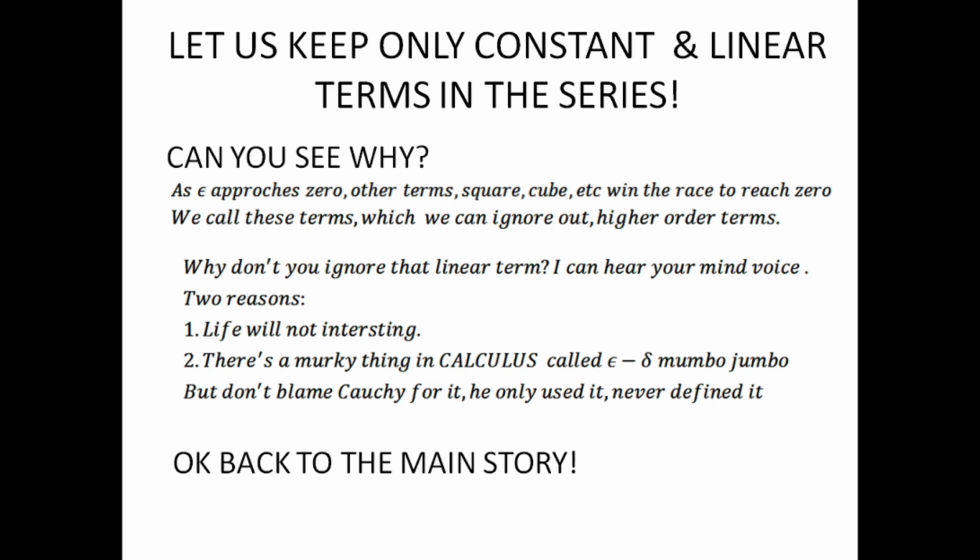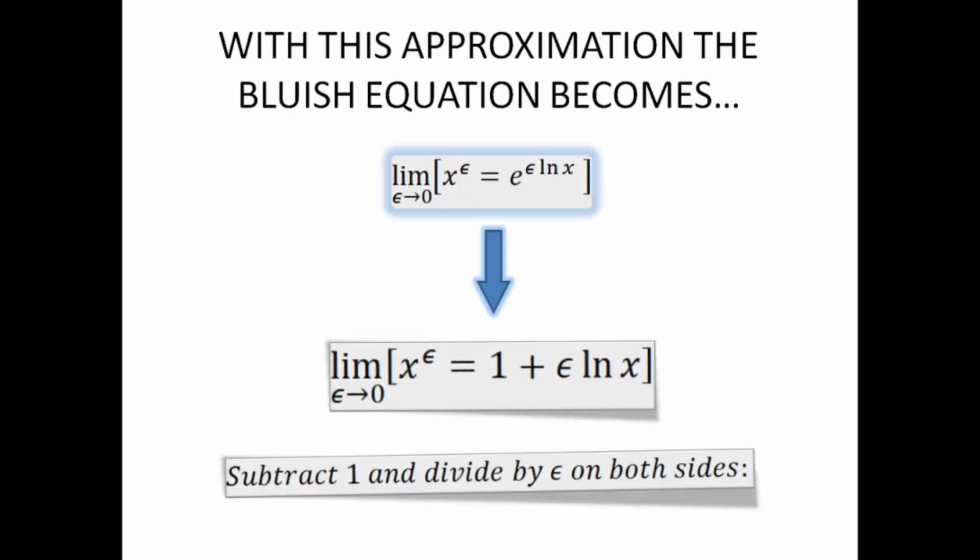Okay, also there is a murky thing in calculus called epsilon delta mumbo jumbo. But we need not blame the mathematician Cauchy for it. He only used it, never defined it. He made calculus a very strong thing with rigor. He has that fan. Okay, back to our main story.